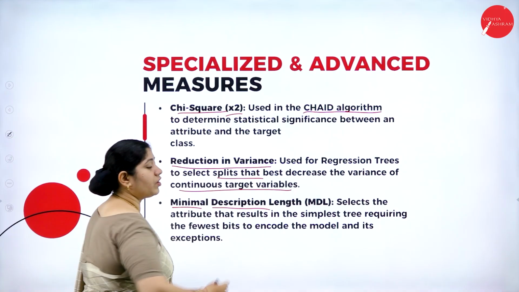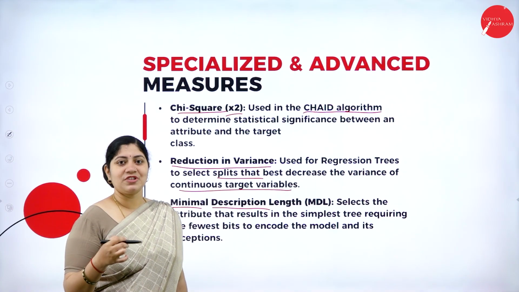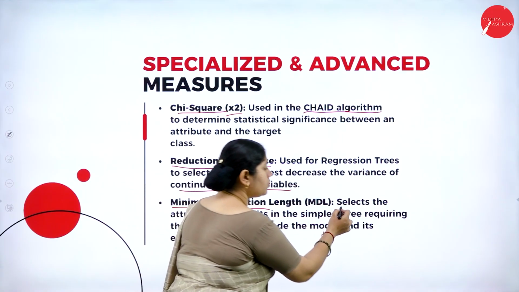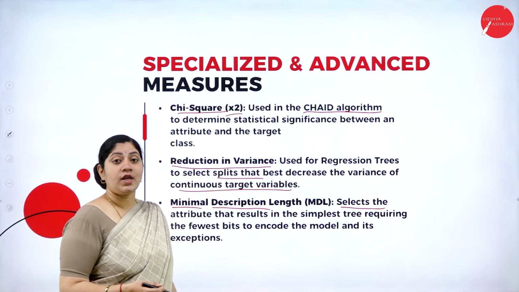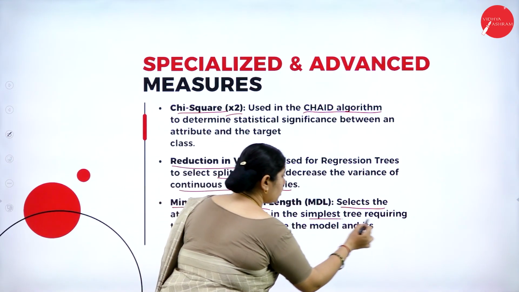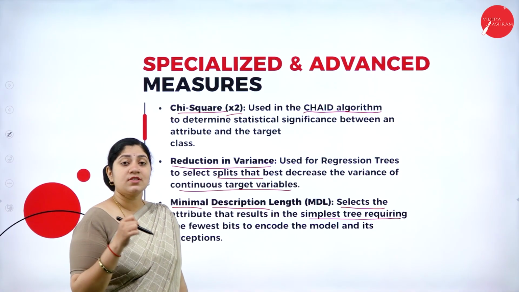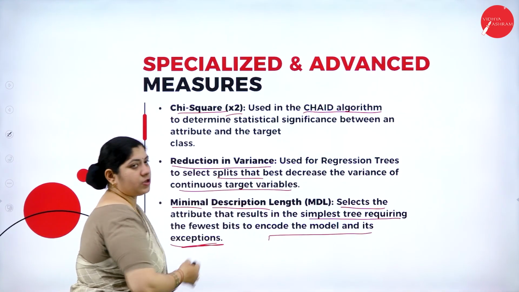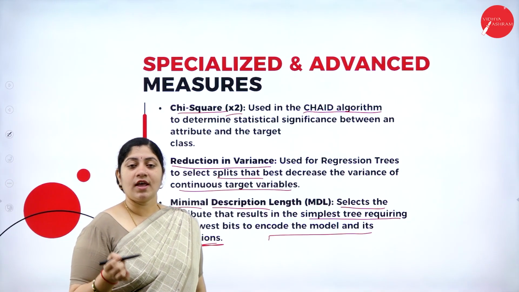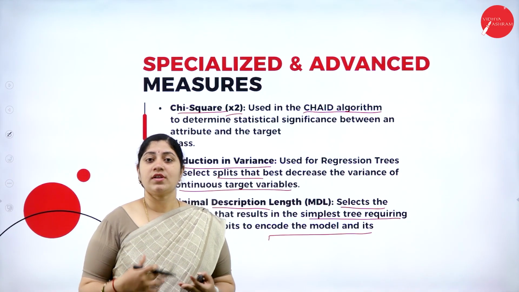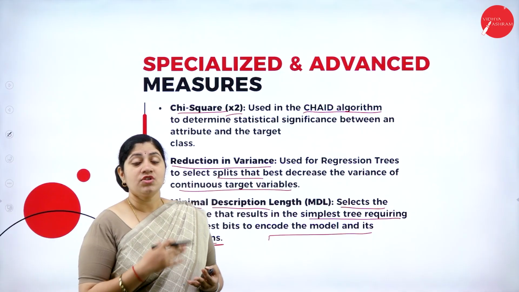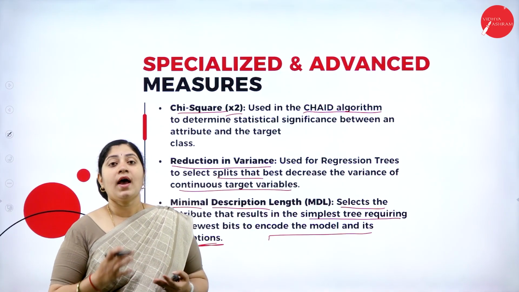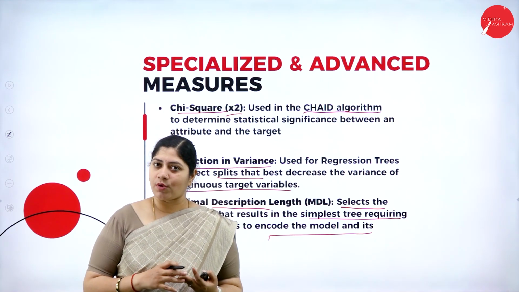And the third measure that we can go forward with is none other than MDL, which is nothing but minimal description length. This is used to select the attribute that results in the simplest tree, requiring the fewest bits to encode the model and its exceptions. So if any exception is there, then it has to be considered and modeled according to our requirement. So these are the special measures that are available and can be utilized based on our requirement.